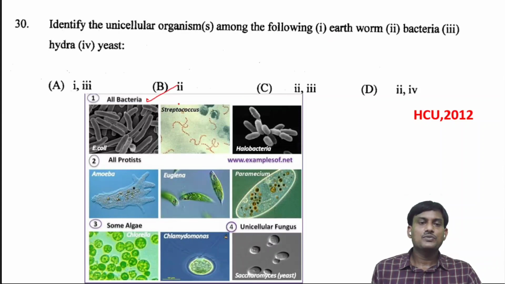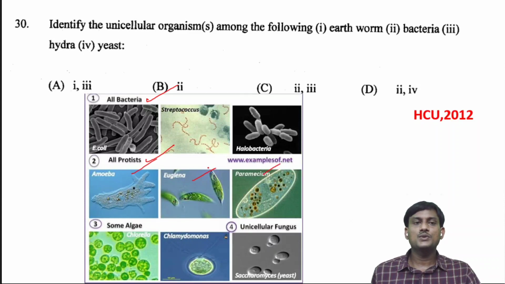All bacteria are unicellular organisms. All protists, Amoeba, Euglena, and Paramecium, are unicellular organisms. And some algae, yeast, and Chlorella are also unicellular organisms. So in these options, earthworm is not unicellular. Bacteria is unicellular. Hydra is not unicellular. And yeast is a unicellular organism. So what is the correct option? 2 and 4 are the unicellular organisms.